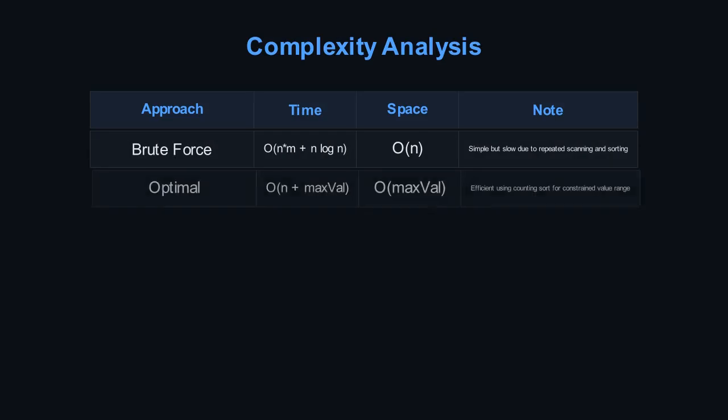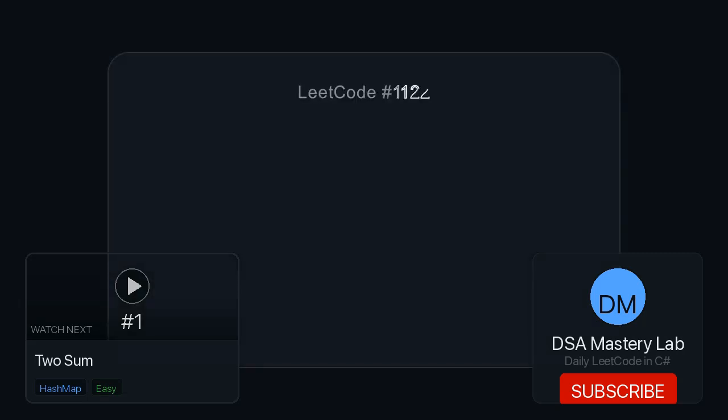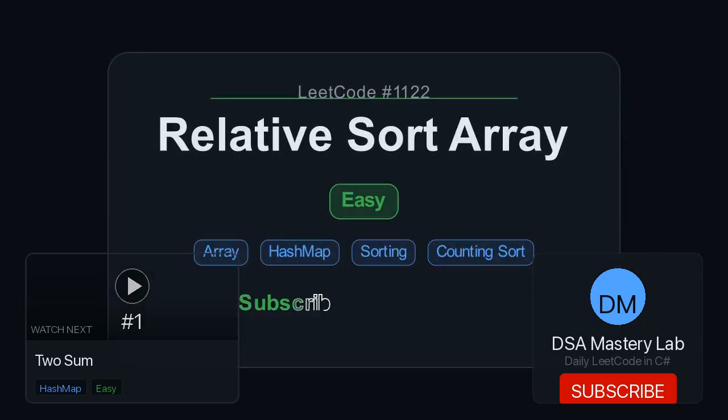Time complexity is O(n plus MaxVal), where n is the length of R1 and MaxVal is the maximum possible value. Space complexity is O(MaxVal) for the frequency array. This counting sort technique is powerful for specific sorting challenges.